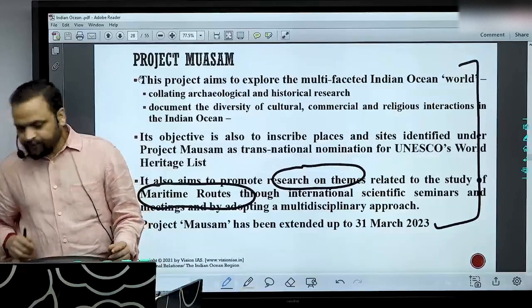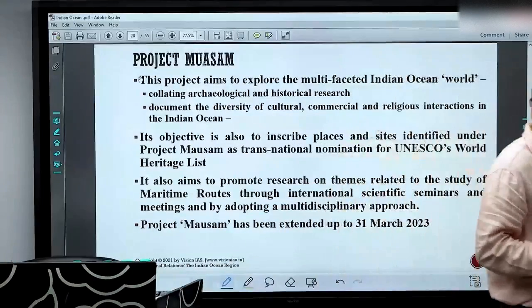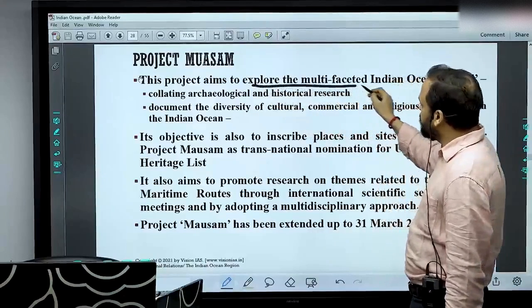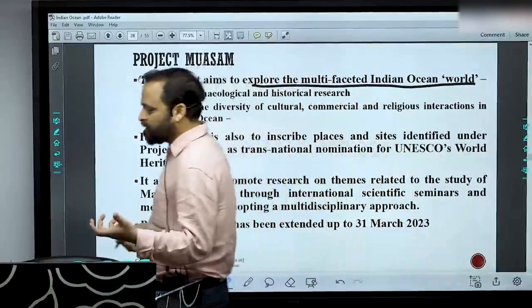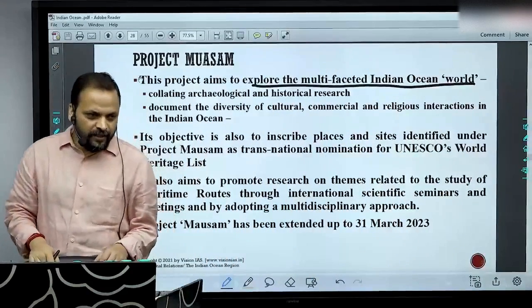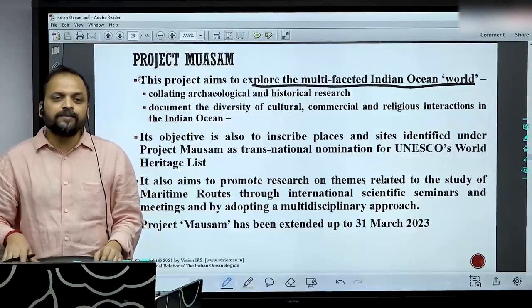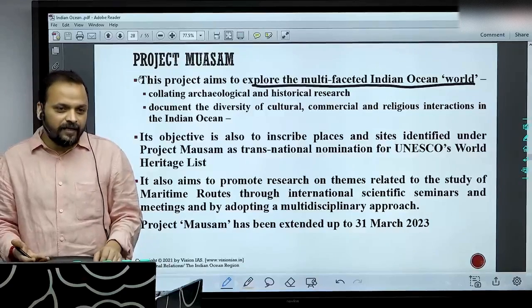So then the project aims at doing certain things. What is it that it aims to do? It aims to explore the multifaceted Indian Ocean world. What does this mean? So, that is why I was asking: what becomes complex? These words become complex to read because you are trying to extract too much meaning from them, rather than simply reading it.